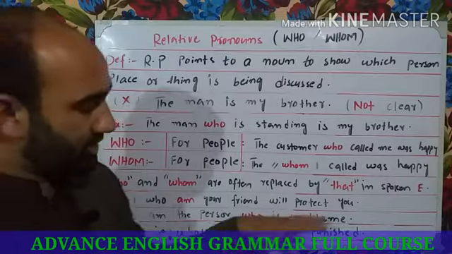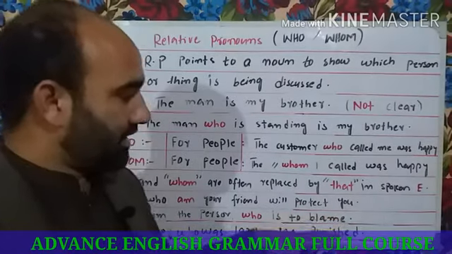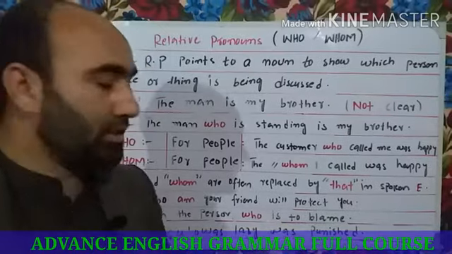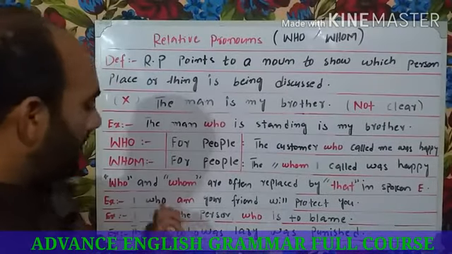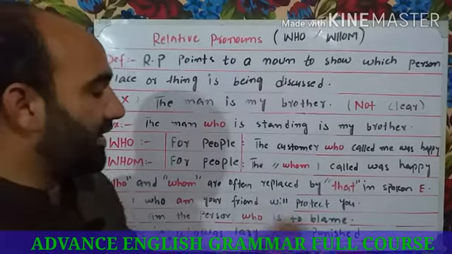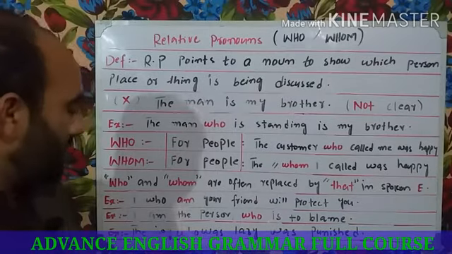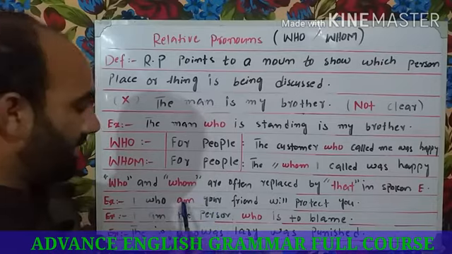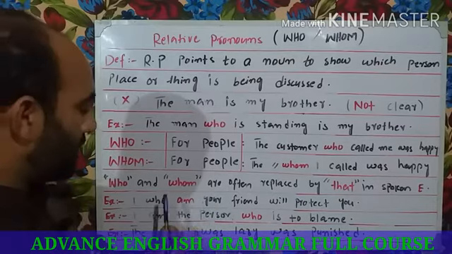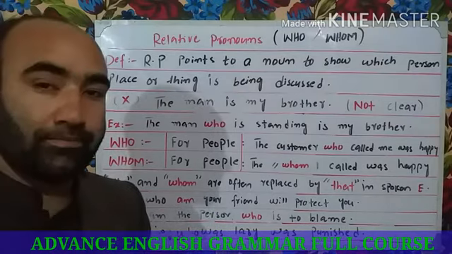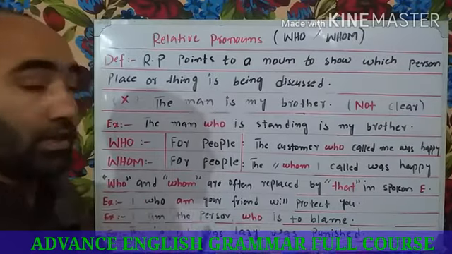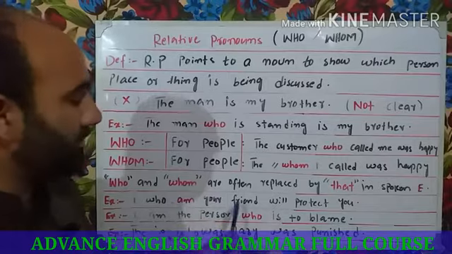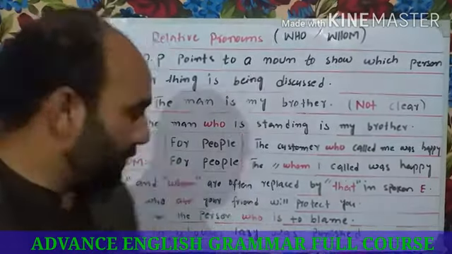Now here are three sentences I have written over here. Much confusion was there among the students, so I'm going to tell you about that. I who am your friend will protect you. Now look here, I who. You cannot put here is. No, you can put here am, according to the subject, according to the relative pronoun. I who am your friend will protect you.